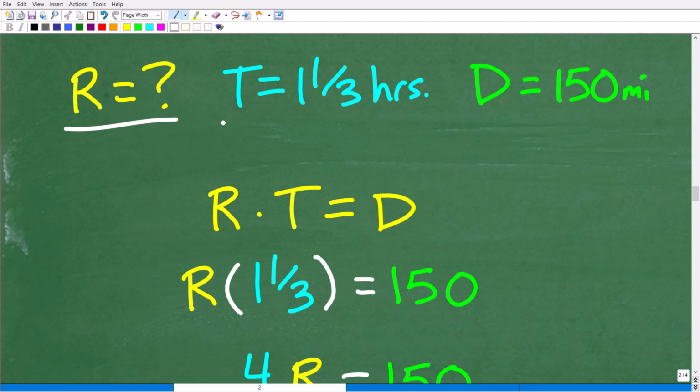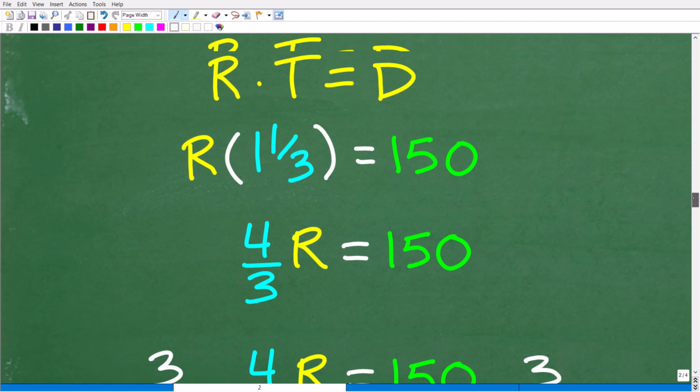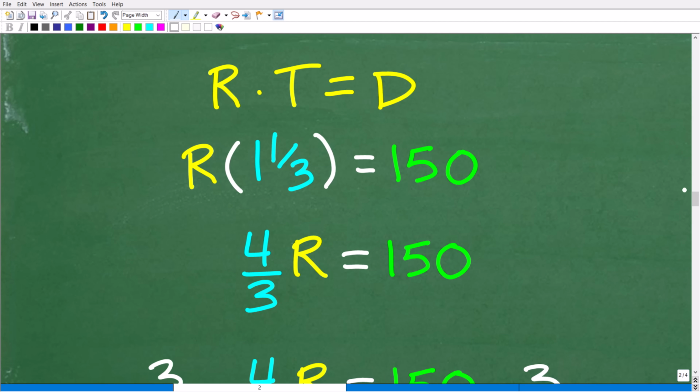And of course, that is the speed in miles per hour. Now we have our time in hours, and our distance is in miles, so our rate will be in miles per hour. So we're all set up. Let's go ahead and apply some basic algebra to solve this equation.